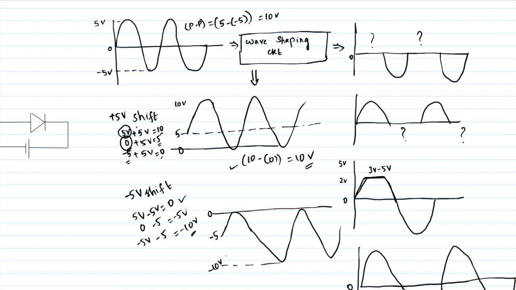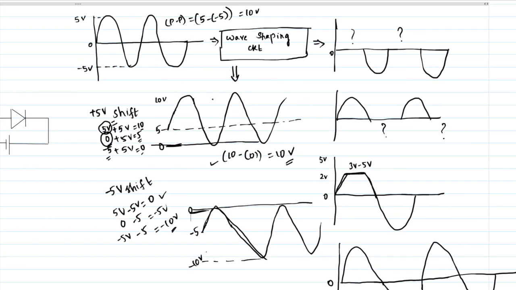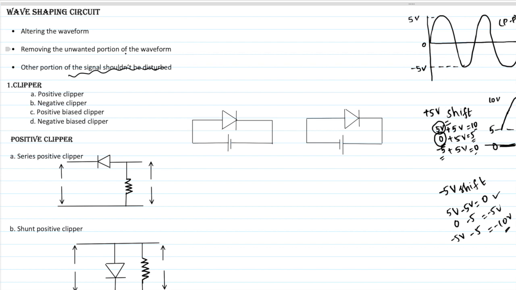Here if you see, in positive 5 volt shift, the signal is shifted upwards above the 0 DC voltage level. Here the signal is shifted downwards, that is under this 0 DC voltage. So these alterations of the input waveform can be obtained by using wave shaping circuits. I will explain all these, how the signal is shaped by using a circuit.